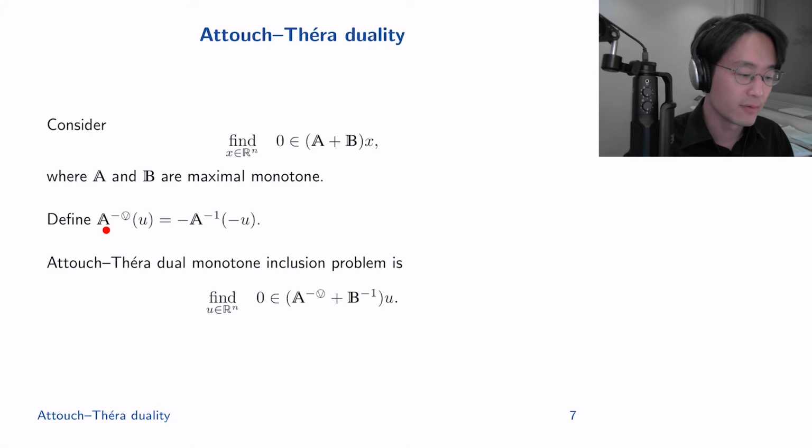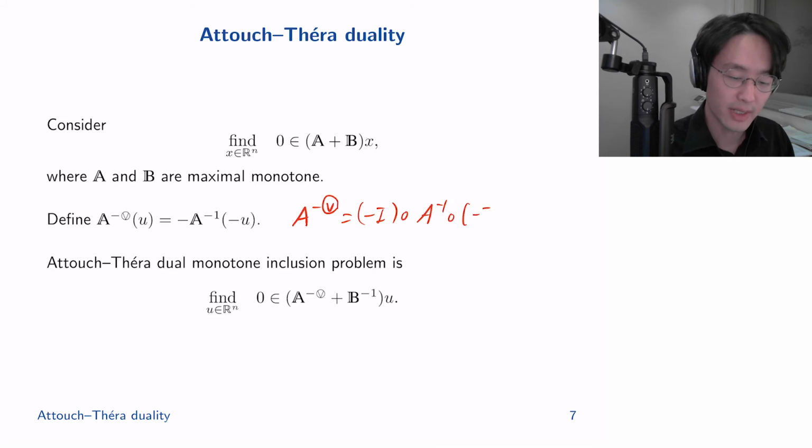I'll read this as A inverse OV because this is the V symbol circled within an O. So A inverse OV can also be defined as minus identity composed with A inverse composed with minus identity. So the operator A is maximal monotone if and only if A inverse is maximal monotone, and A inverse is maximal monotone if and only if A inverse OV, which is the A inverse under this congruence transformation, is maximal monotone. So A inverse OV is maximal monotone if and only if A is maximal monotone.